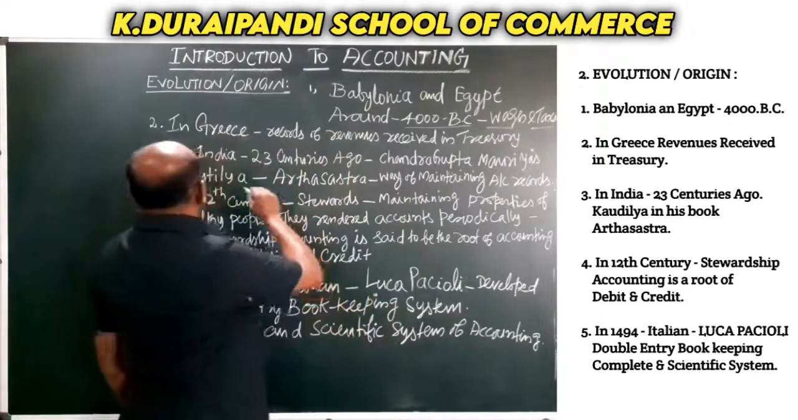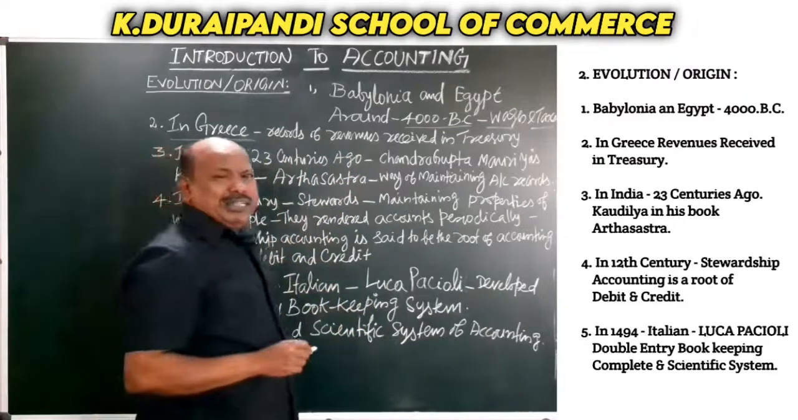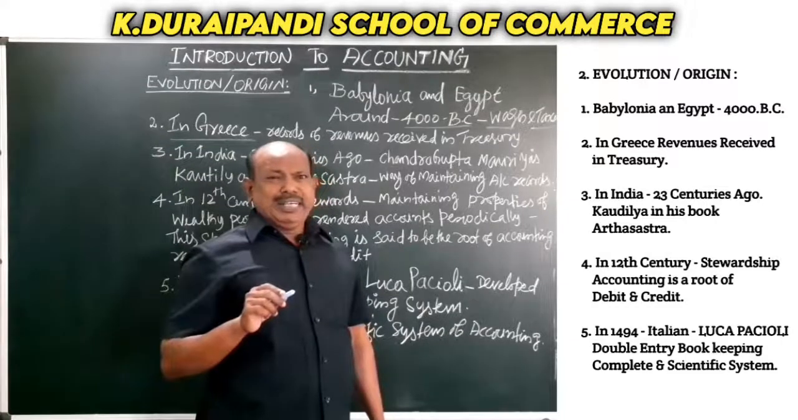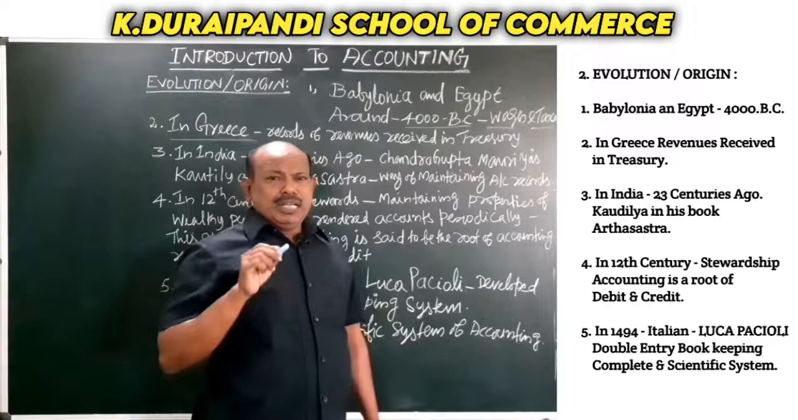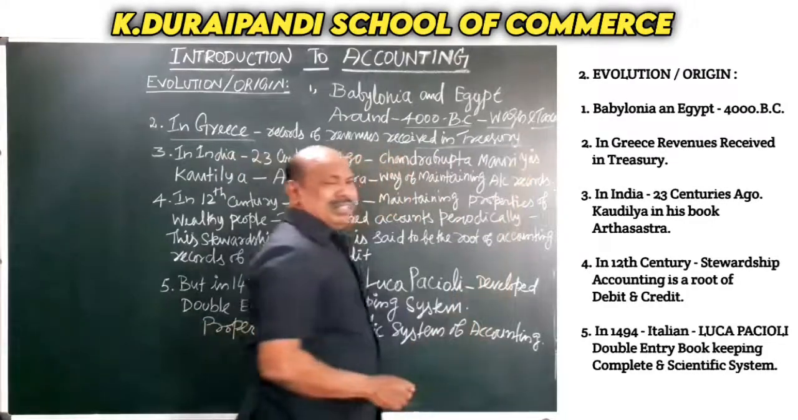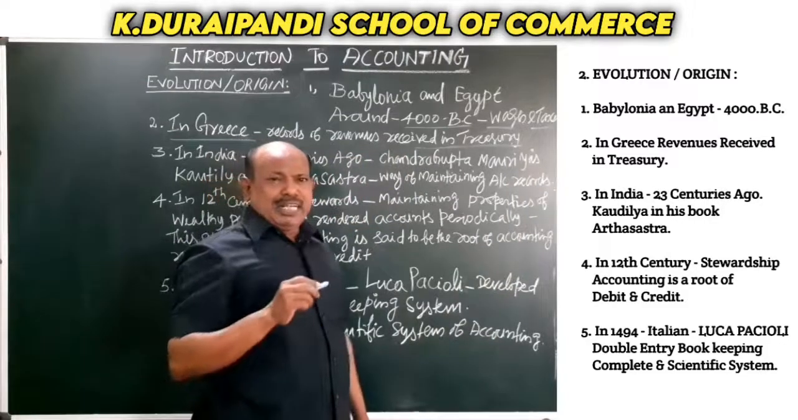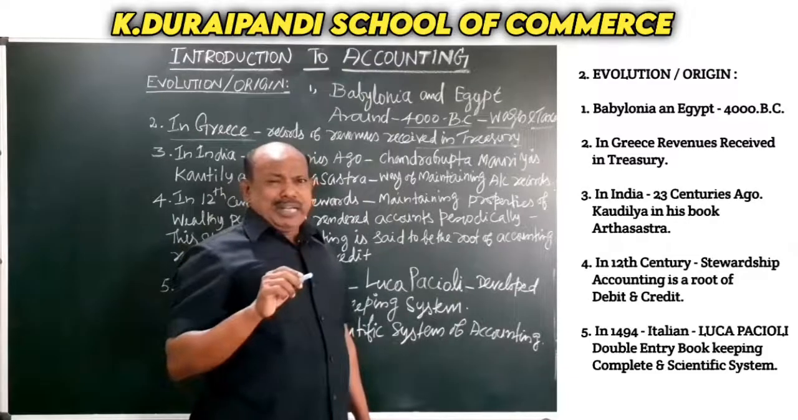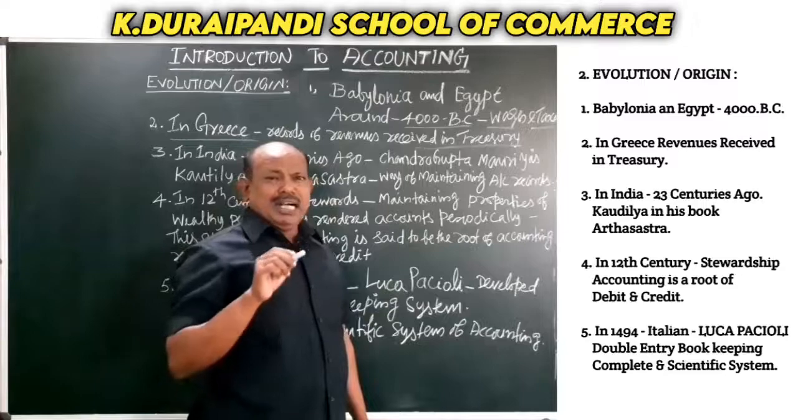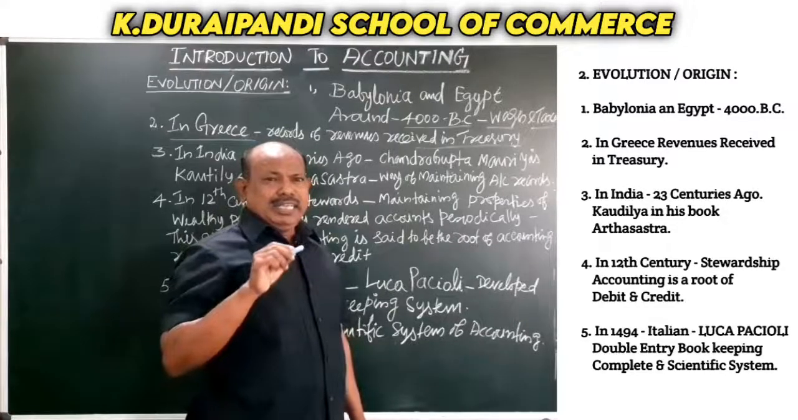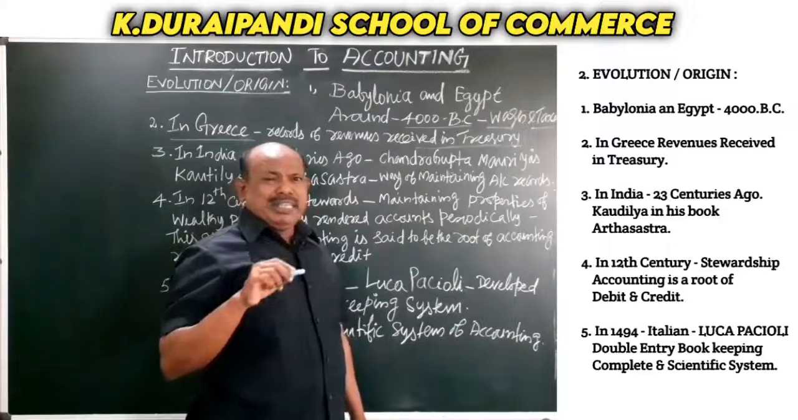Next, in Greece, accounting was used to maintain the records of revenues received in the treasury. These records consisted of opening balance, total receipt, total expenditure, and closing balance. It witnessed another development in accounting.